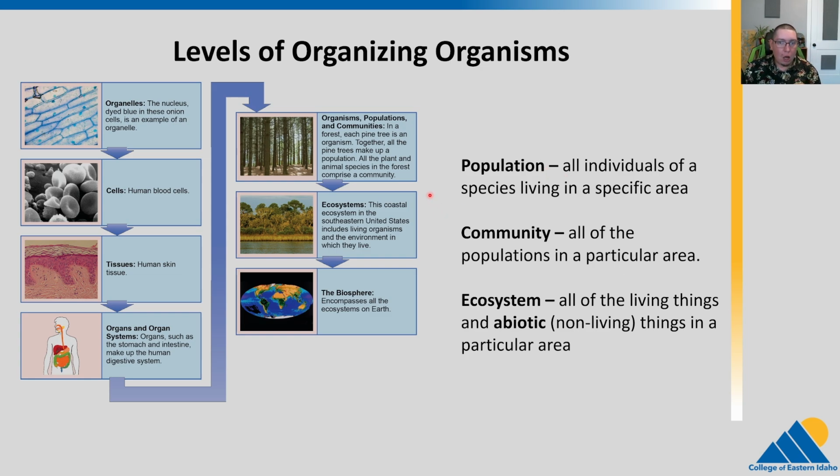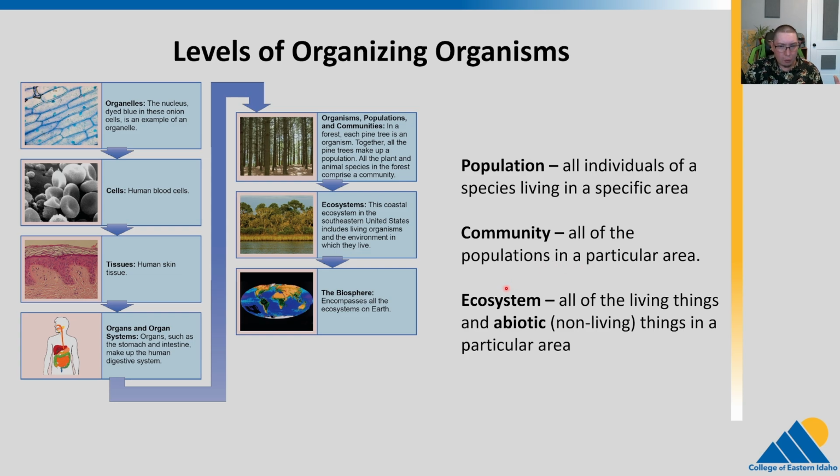A community is a higher level when we talk about all of the different populations in a particular area. So population was all of the elk in Idaho Falls, or we could talk about a population of sagebrush in Idaho Falls, all the sagebrush in Idaho Falls. But what about when we talk about the sagebrush and the elk and all the other living species in Idaho Falls? That would be a community, right? Again, don't worry about what the particular area definition is. There can be different ones.